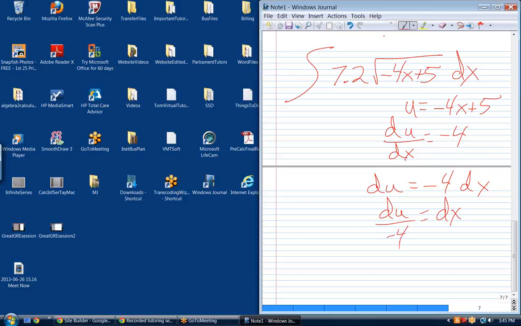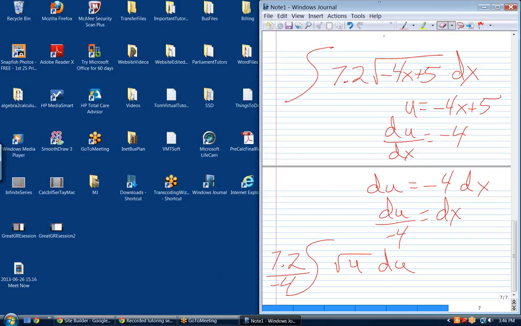Right. So now I'm going to rewrite the integral, taking the 7.2 out there. I've got square root of u, and in place of dx, I'm going to write du over negative 4. Now I can actually take the negative 4 outside the integral. Now I'm dealing with just that.